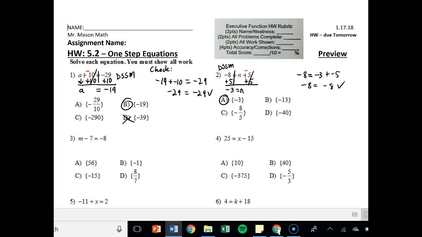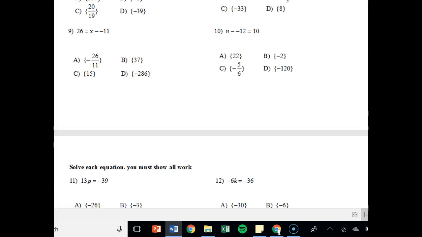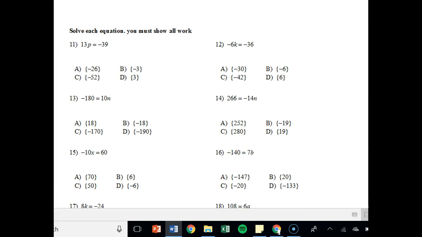Notice, had you pretended that B was your right answer, and you said, oh, 8 plus 5, that's negative 13. When you plugged it in, negative 13 plus negative 5, that would give you negative 18. So you would know that's not your solution. So that's why checking really helps you understand whether or not you have the correct answer. All right, so the rest I'll have you do on your own. On the back side, I will help you with 2 problems.